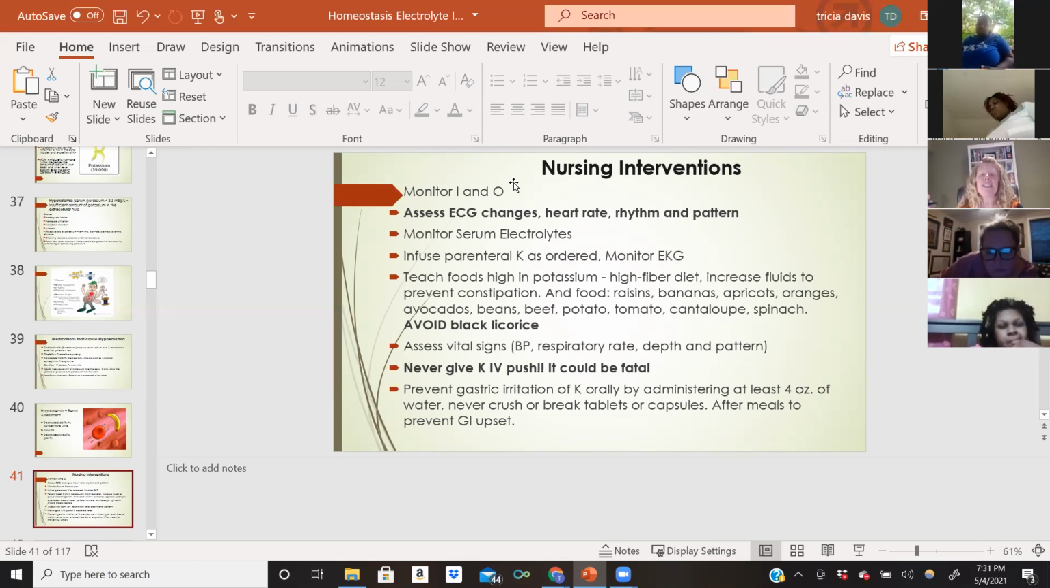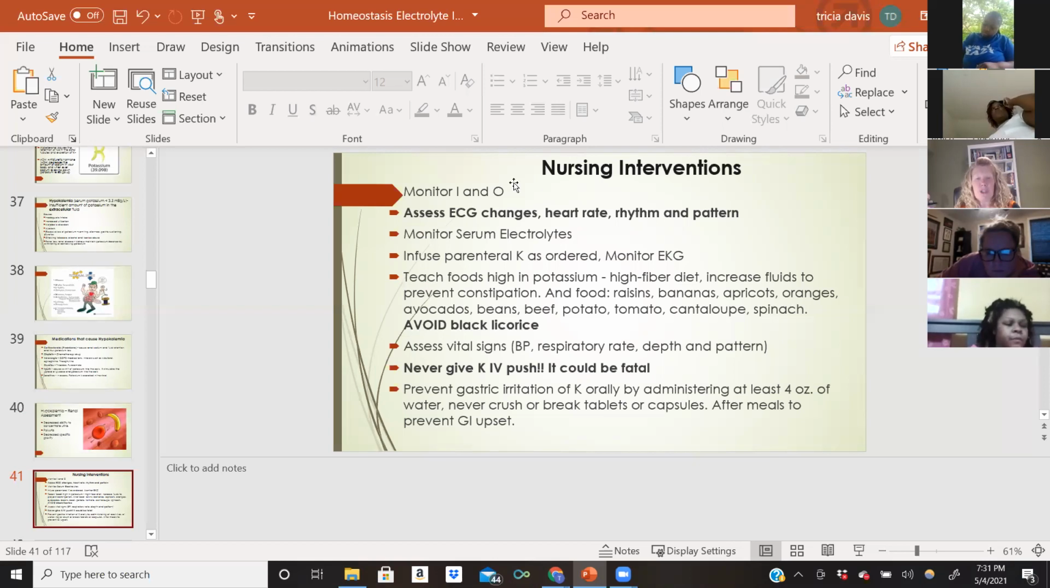So foods that we can tell them to eat. It's going to be raisins, bananas, apricots, oranges, avocados, beans, beef, potatoes, tomatoes, cantaloupe, and spinach, all high in potassium. And we want to teach our patients to avoid black licorice because that causes hypokalemia.